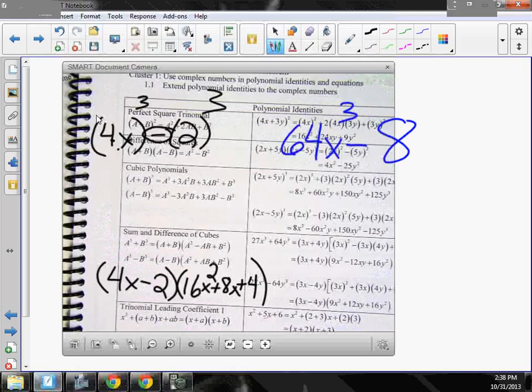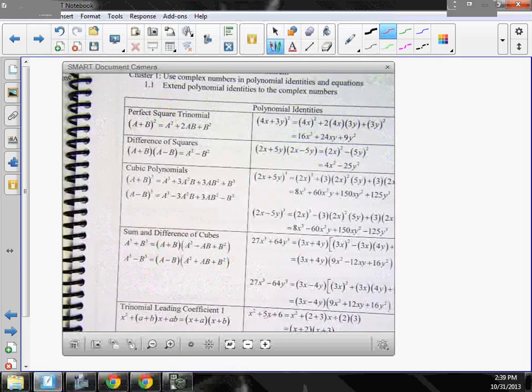Yeah, if I were to change this to a plus, then it would change this sign and that sign. That's the only difference. So if that's a minus, then you get a minus here and a plus there. If this is a plus, then you get a plus there and a minus here. Those are the only differences. Is that what you're asking?